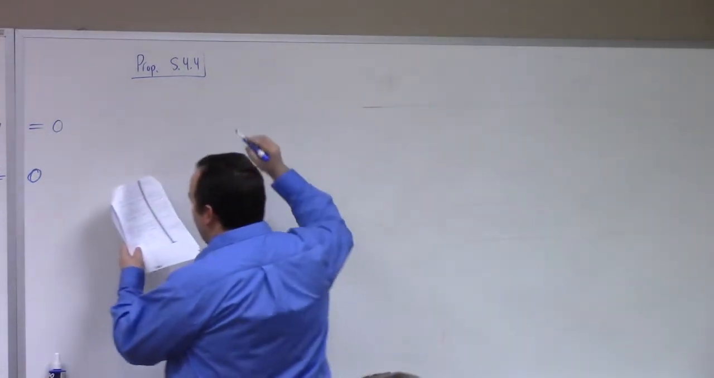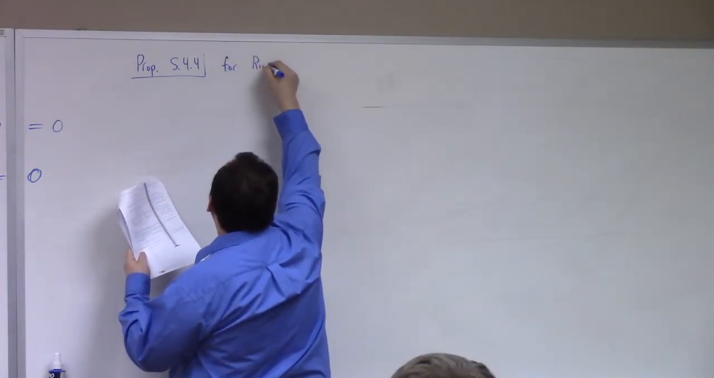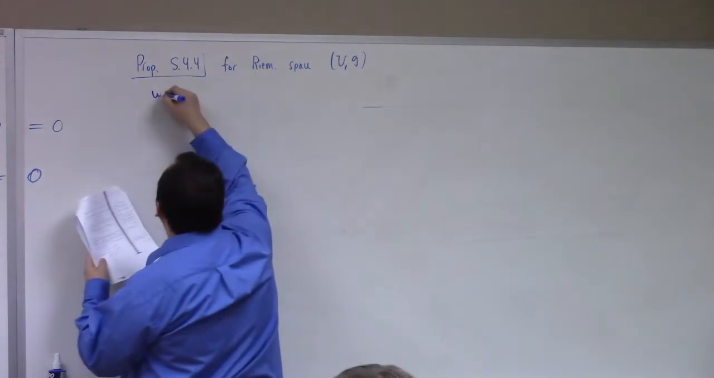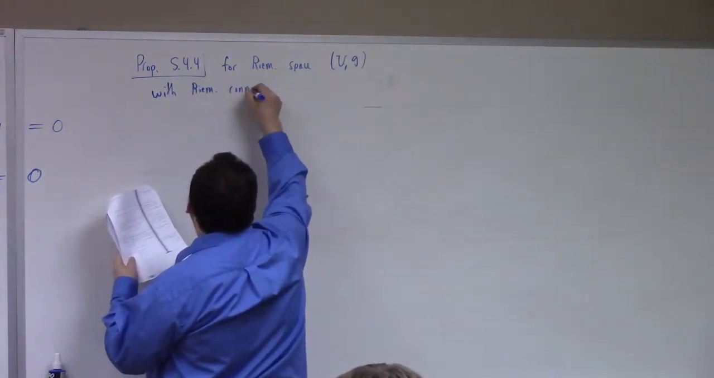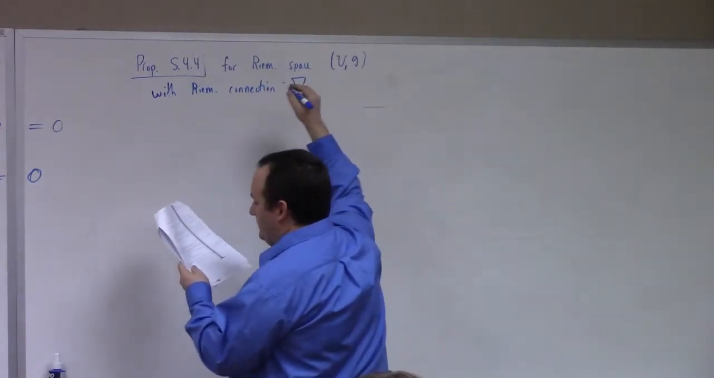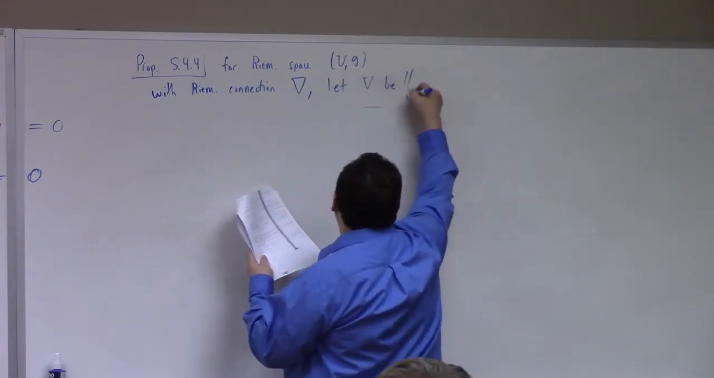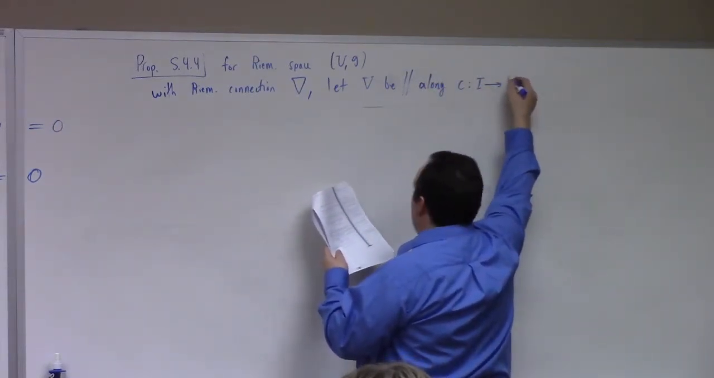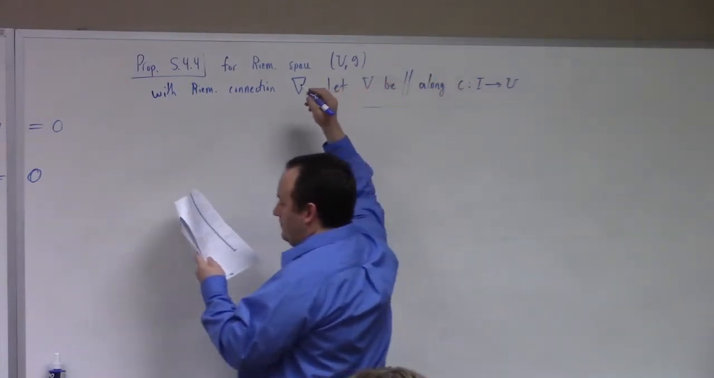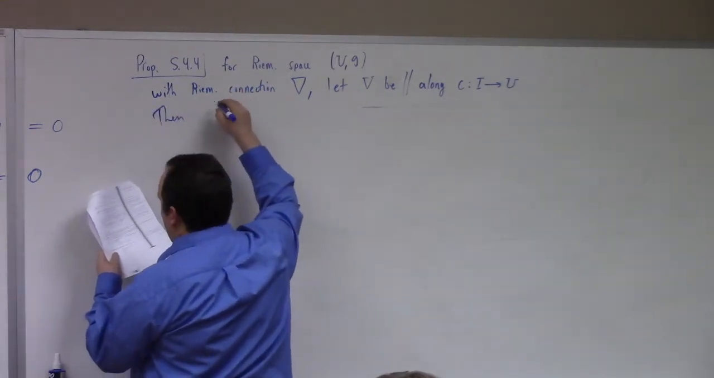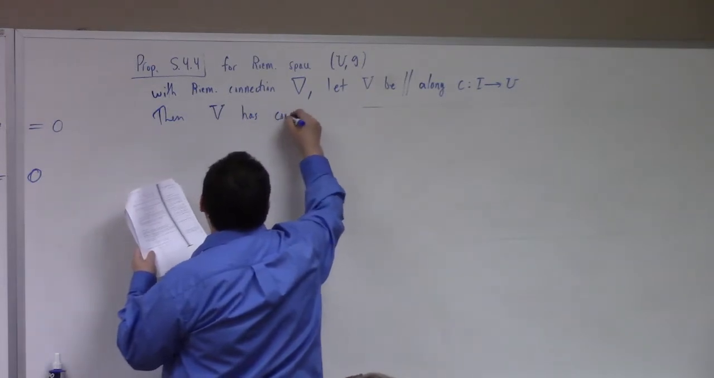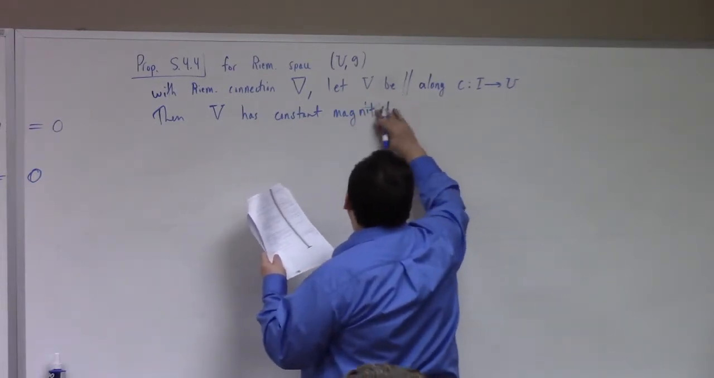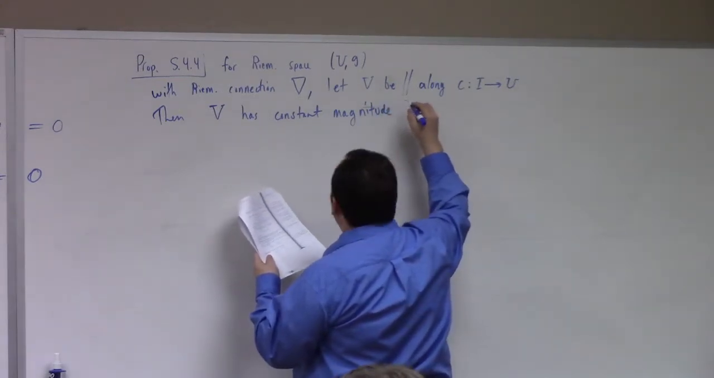Okay, so here, proposition 5044. For a Riemannian space (M, g) with Riemannian connection, let V be parallel along C. Then V has constant magnitude along C.